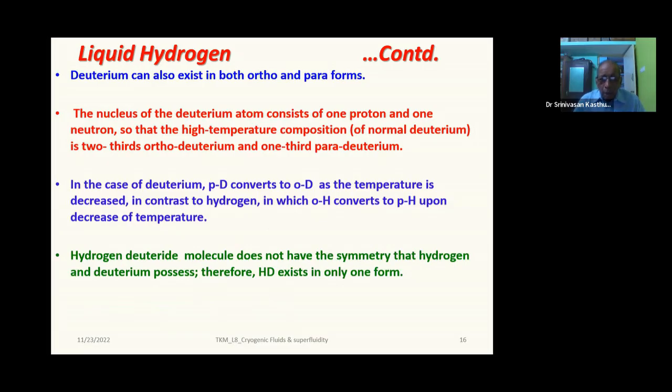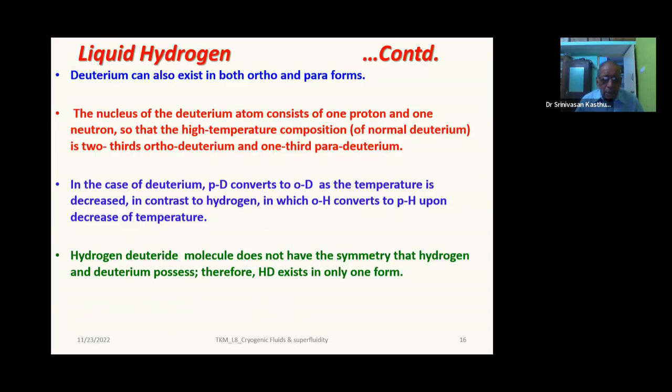So now what really happens is when you go to low temperature, the orthohydrogen should get converted to parahydrogen, which normally does not take place in a liquefaction process. So what normally people do is, during the liquefaction, you aid the conversion of ortho to para by using additional catalysts in the liquefaction part.